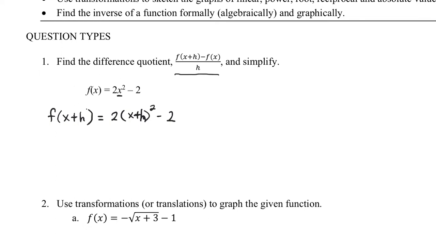So 2 times (x plus h) squared minus 2. You're going to expand x plus h to the second power. I still see this every now and again. Remember, and I've said this before, you can't really distribute the exponent. You've got to multiply x plus h by x plus h, times itself.